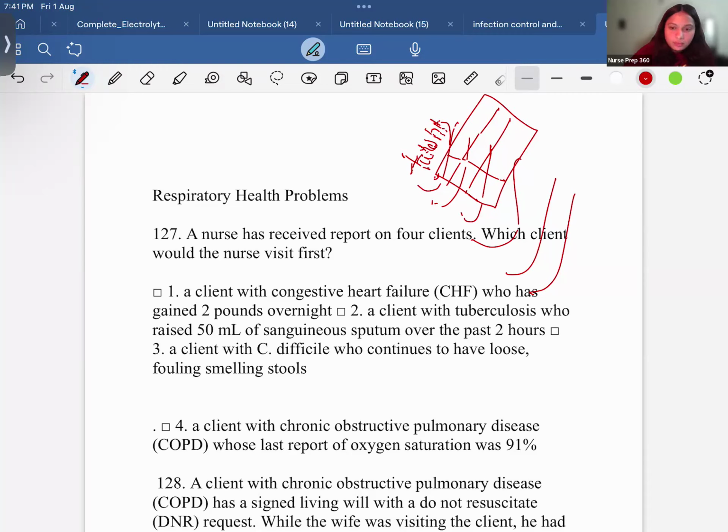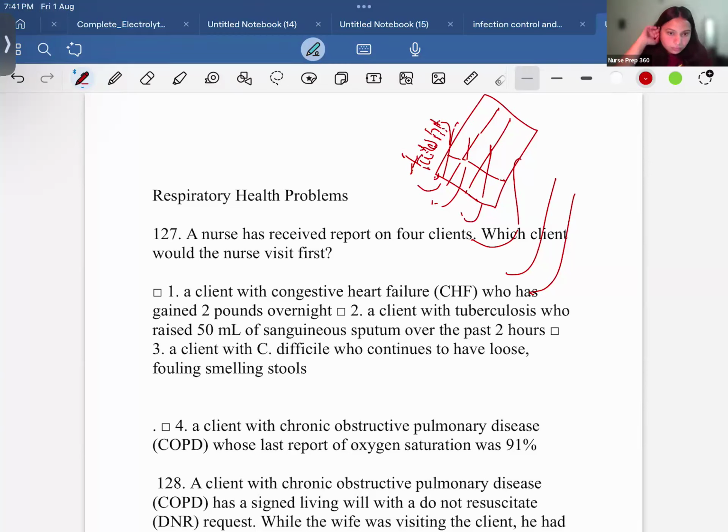A nurse has received report on 4 clients. Which client would the nurse visit first? First, a client with congestive heart failure who has gained 2 pounds overnight. Second, a client with tuberculosis who raised 50 ml of sanguineous sputum over the past 2 hours. Third, a client with C. difficile who continues to have loose, foul-smelling stools. Fourth, a client with chronic obstructive pulmonary disease whose last report of oxygen saturation was 91%.